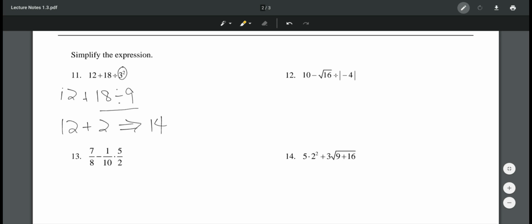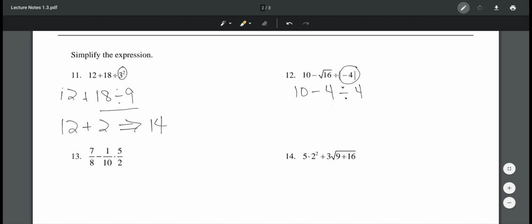In number 12, I have a couple of symbols that I need to deal with. I do not have any big groups. So number 1, these are not big groups. This would be number 2, which says evaluate your expressions involving exponents, radicals, or absolute values. So we don't have any exponents, but we do have a radical. So we're going to take the square root of 16 and get 4. And then we're going to take the absolute value of -4, which is also 4.